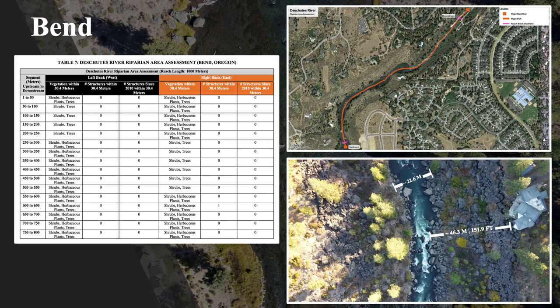Each reach was divided into 50-meter segments. Riparian vegetation on each riverbank within a 30.4-meter, approximately 100 feet, buffer was documented, along with any structures or buildings within this 30.4-meter buffer. If any structures or buildings were built within the 30.4-meter buffer within the last decade, since 2010, it was noted. A table for each reach was created, along with maps that show the approximate routes that were flown by the UAV to collect the data. Reach segments are reported from the upstream reach break to the downstream reach break, as indicated on the maps.